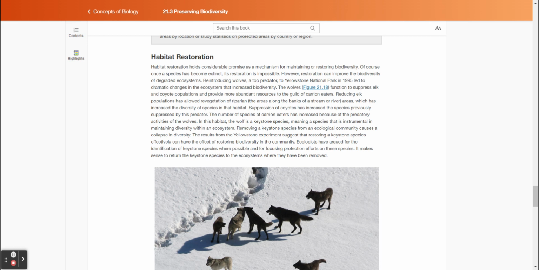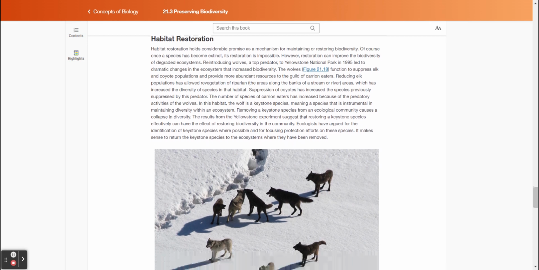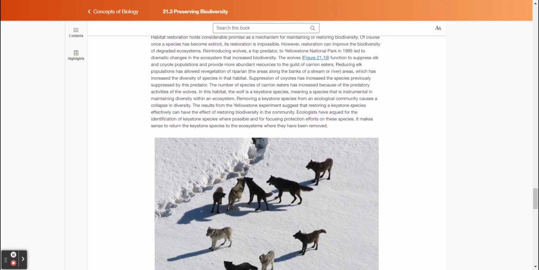Reintroducing wolves, a top predator, to Yellowstone National Park in 1995 led to dramatic changes in the ecosystem that increased biodiversity. The wolves function to suppress elk and coyote populations and provide more abundant resources to the guild of carrion eaters. Reducing elk populations has allowed revegetation of riparian areas, the areas along the banks of a stream or river, which has increased the diversity of species in that habitat. Suppression of coyotes has increased the species previously suppressed by this predator. The number of species of carrion eaters has increased because of the predatory activities of the wolves.